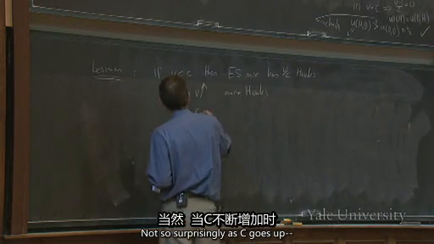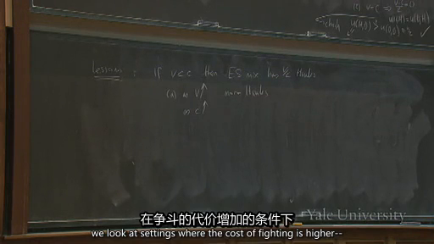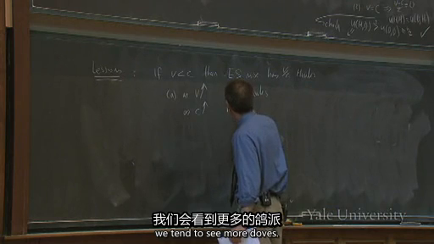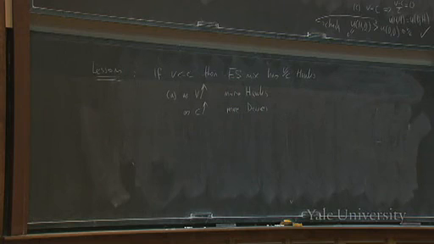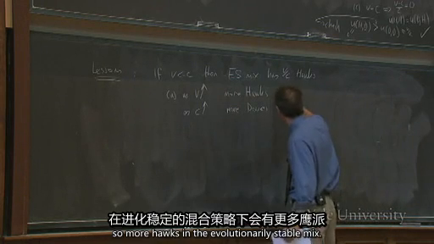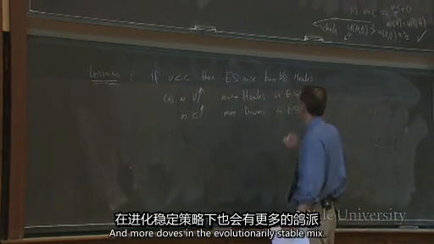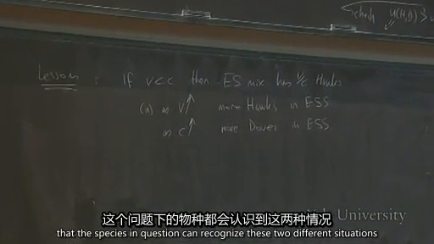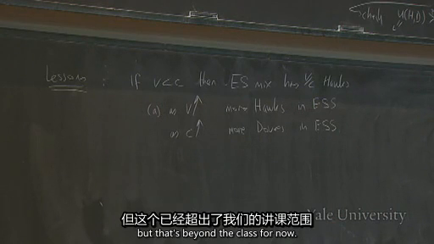All right, what else do we see? Not so surprisingly, as C goes up, if we look at settings where the cost of fighting is higher, we tend to see more doves. And this is in S, so more hawks in the evolutionary stable mix, and more doves in the evolutionary stable mix. Now, it's possible, of course, that the species in question can recognize these two different situations and be coded differently, to behave differently in these two different situations, but that's beyond the class for now.